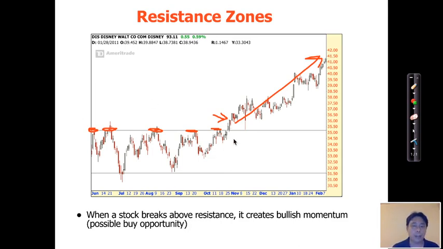So that's one thing to take note of. Avoid buying when it's below a resistance level. You only want to enter when it's broken above a resistance. Alright? And there are clear skies ahead.